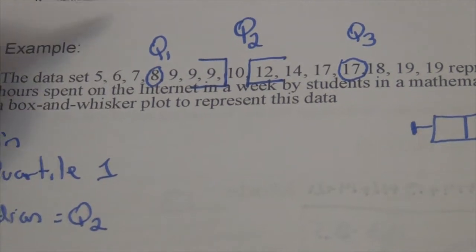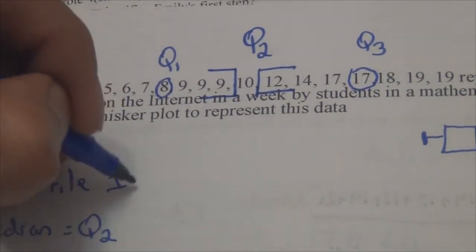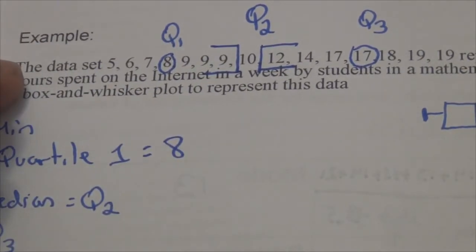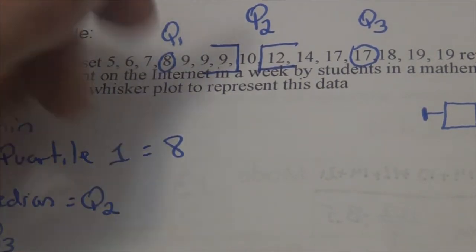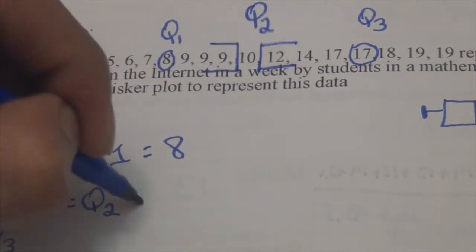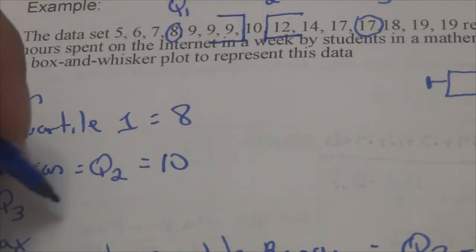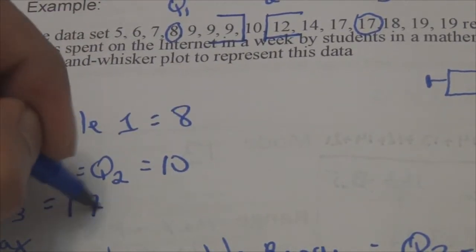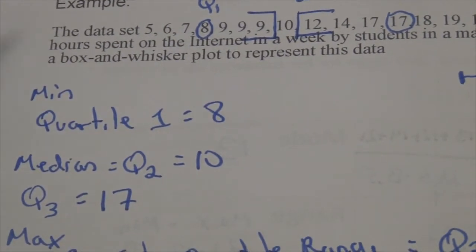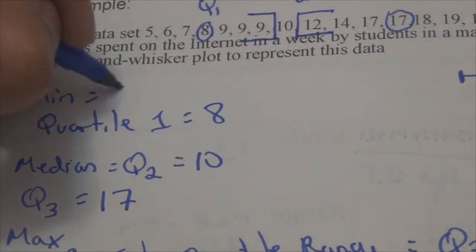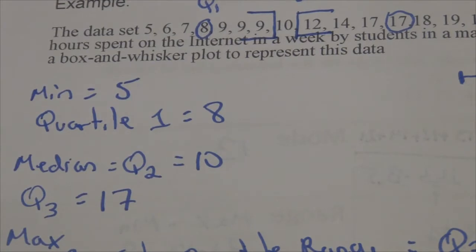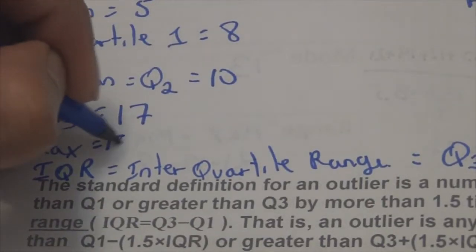Let's see. Quartile number 1 is 8. Quartile number 2 is 10, this one right here, because it's the median. Quartile number 3 is 17. The minimum is 5. The maximum is 19. See that?